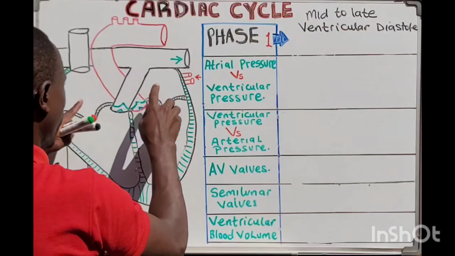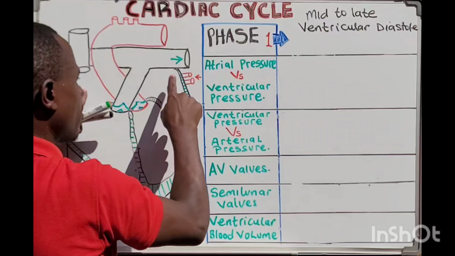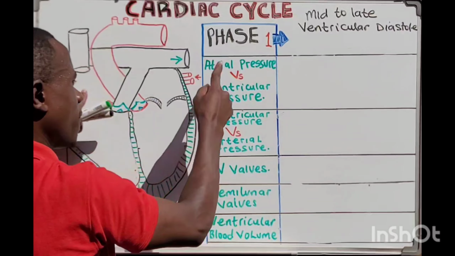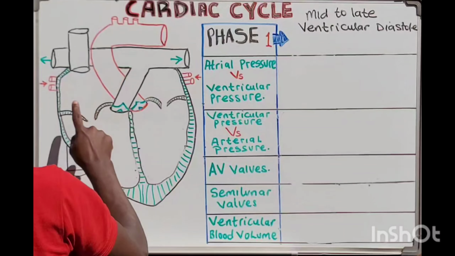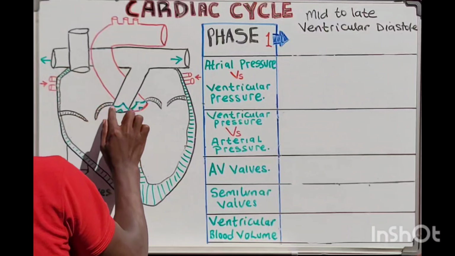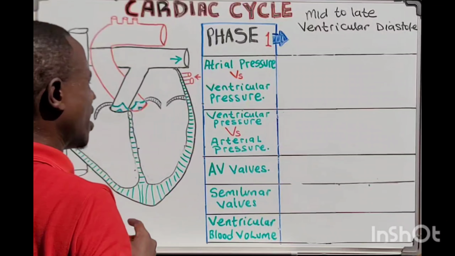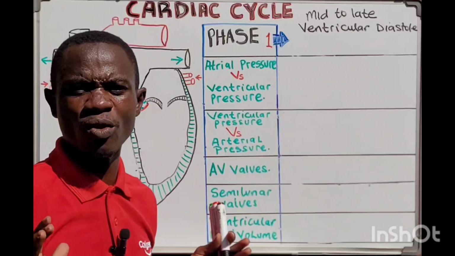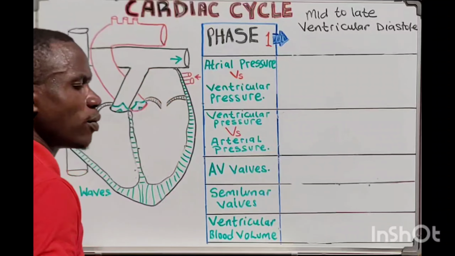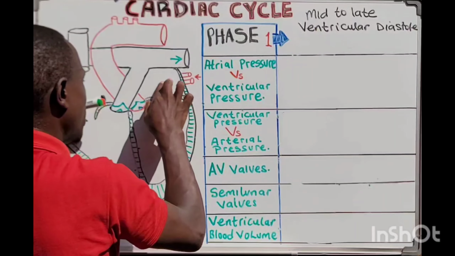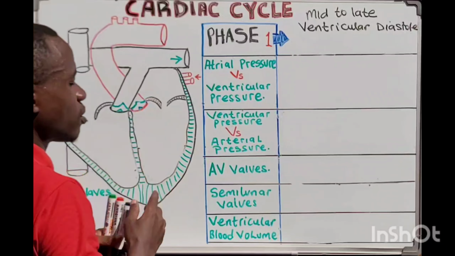During this phase, we are going to have blood coming into the atria. This blood is coming from the pulmonary veins, from the lungs into the left atrium. We're also going to have blood coming to the right atrium through the inferior vena cava, superior vena cava, and the coronary sinus. This blood accumulates inside the atria. The pressure within the atria starts to rise, and once it rises, it forces the AV valves to open. Why? Because the pressure within the atria is now greater than the pressure within the ventricles. That causes the AV valves to open.